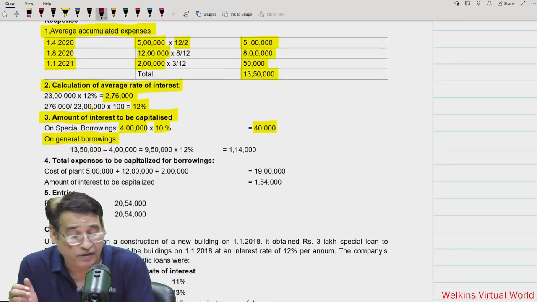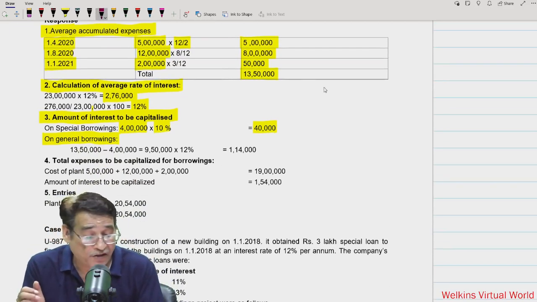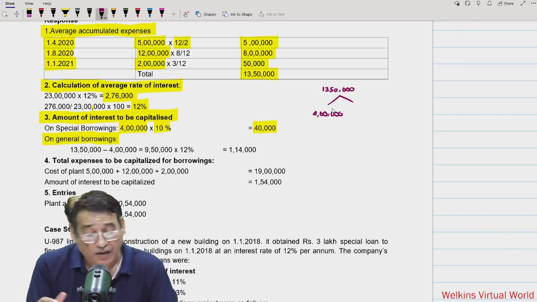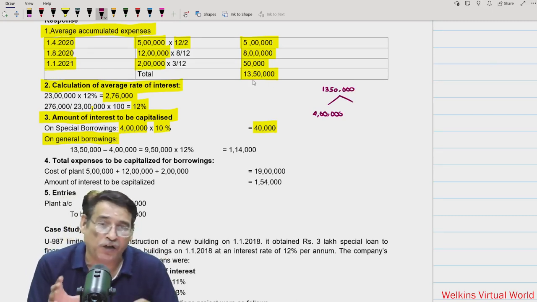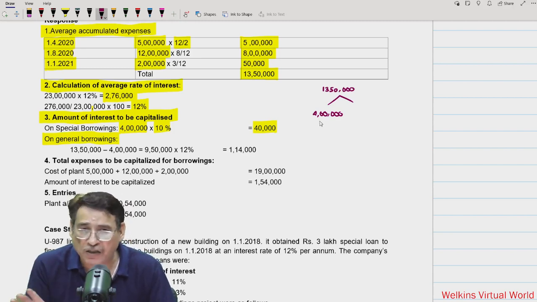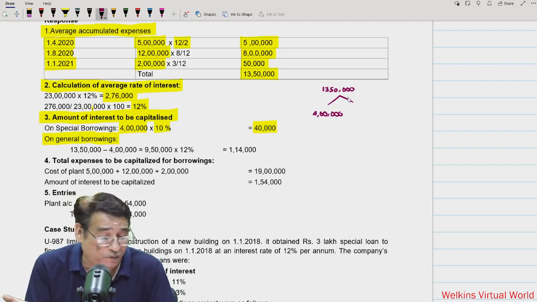try to understand this particular point. Average accumulated expenditure is 13,50,000. As far as financing is concerned, 4 lakh must be from the specific borrowings. Correct? This effective expenditure of current year must have been financed 4 lakh by the specific borrowings, and the rest of the expenditure, that is 9,50,000, must have been financed by the general borrowings.